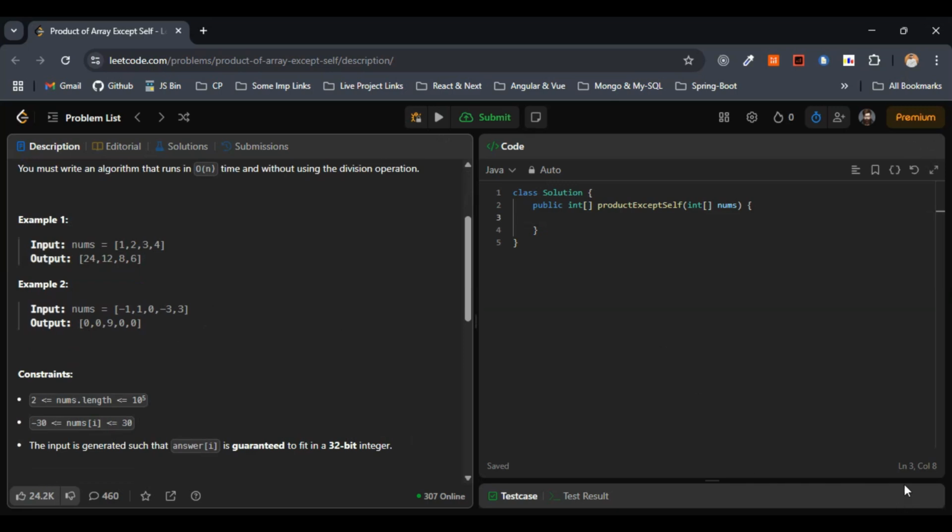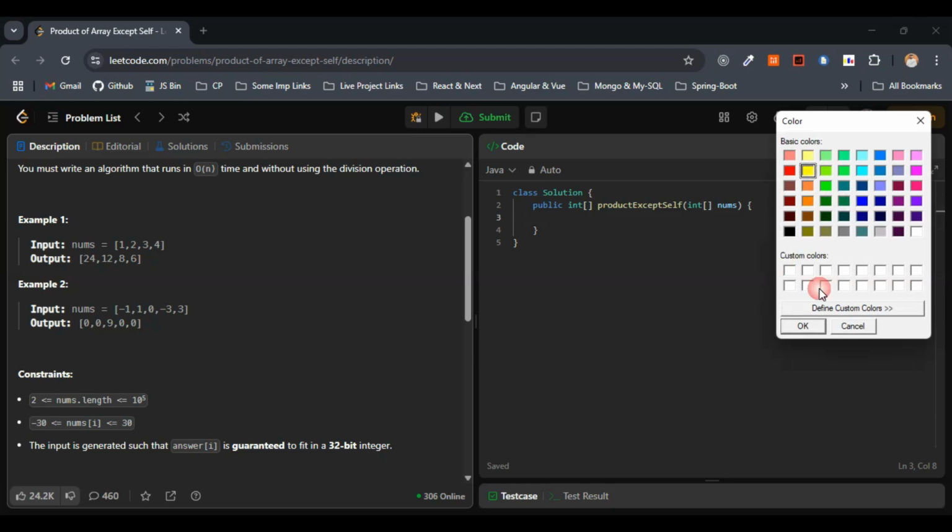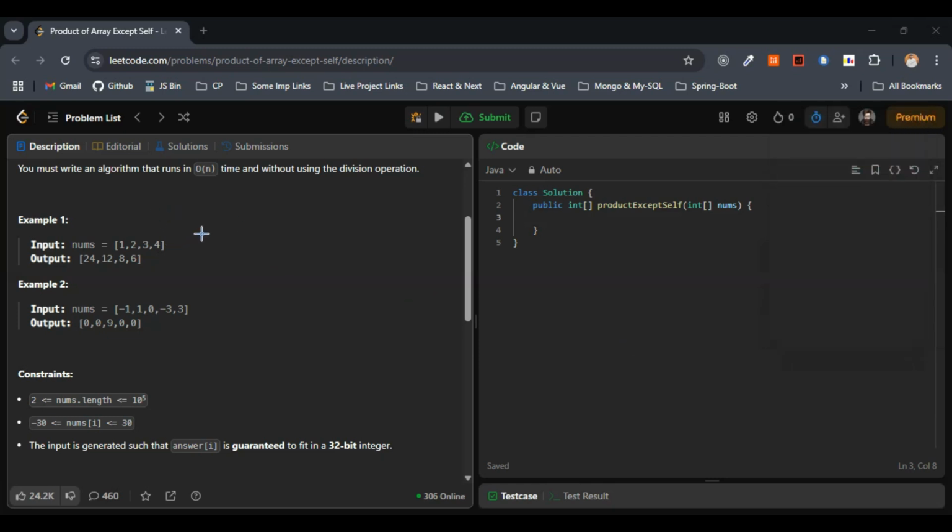In the first example we have 1 2 3 4. First we will exclude 1, so it will be 2 into 3 into 4, which is 24, quite obviously. Next we will exclude 2. Now it will be 1 into 3 into 4, which is 12.